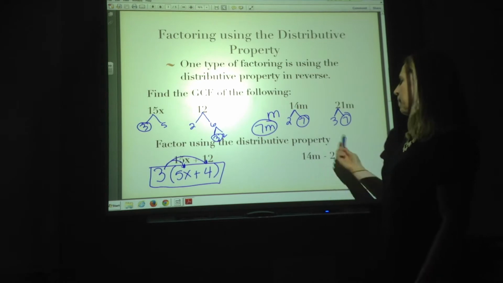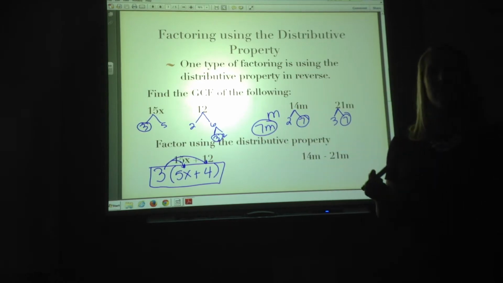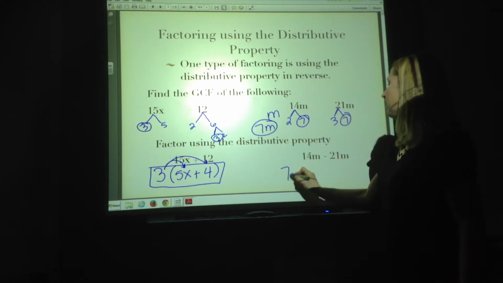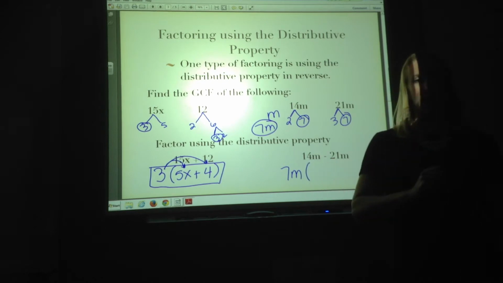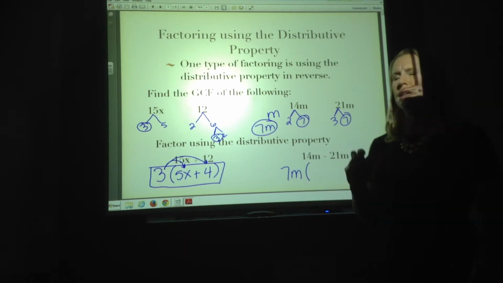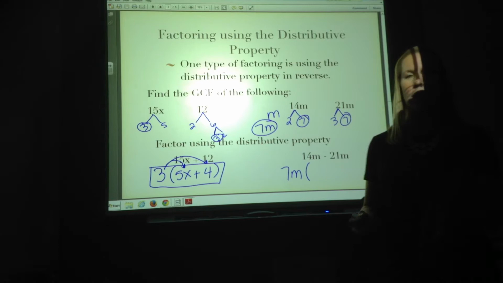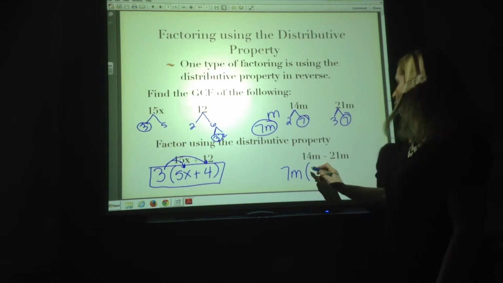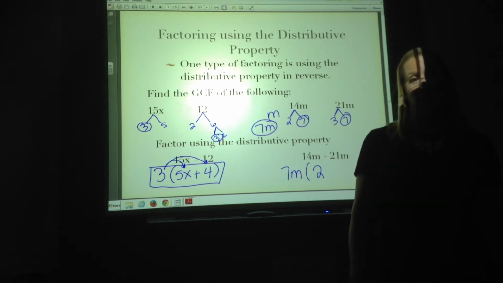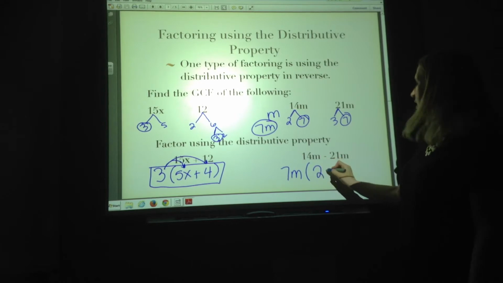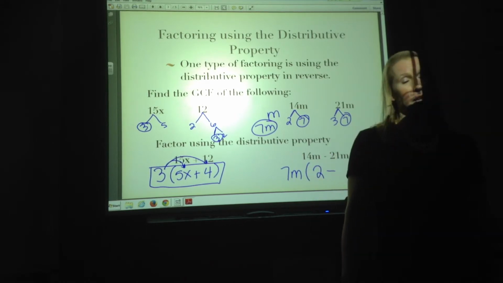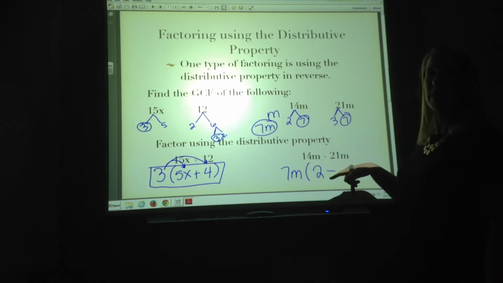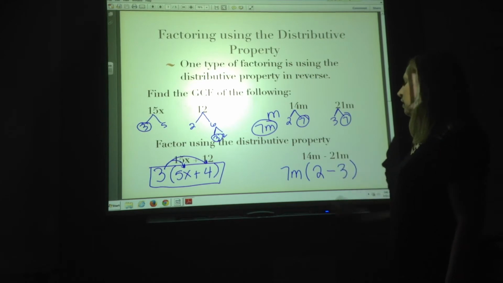So let's try this one. I know my greatest common factor was 7m, so I'm going to pull out a 7m and then do parentheses. 7m times something needs to give me 14m. 7m times 2 would be 14m minus 7m times something needs to give me 21, so 7m times 3 would be 21.